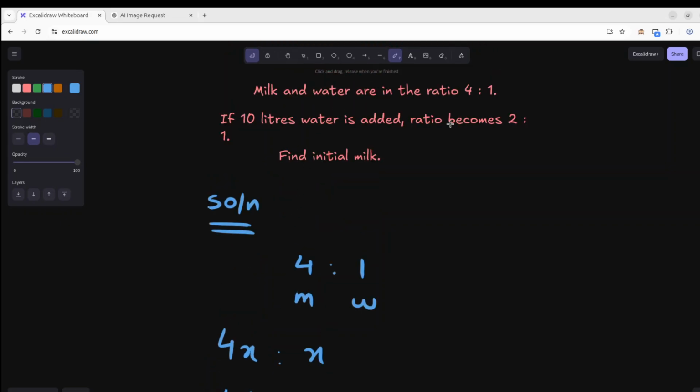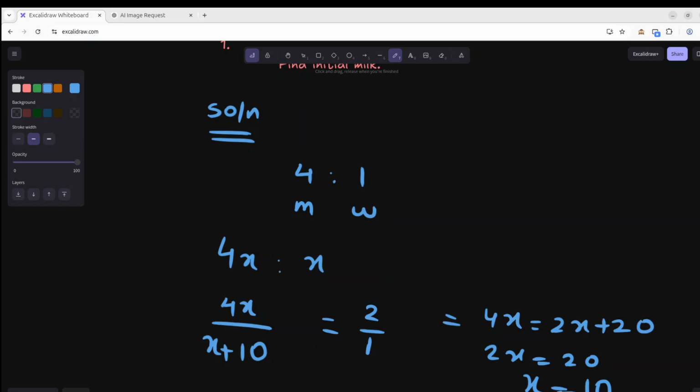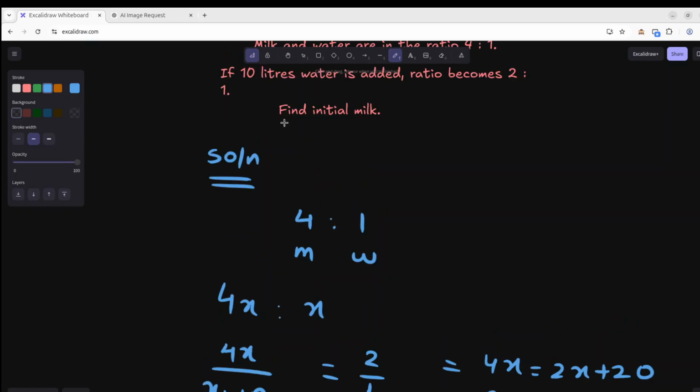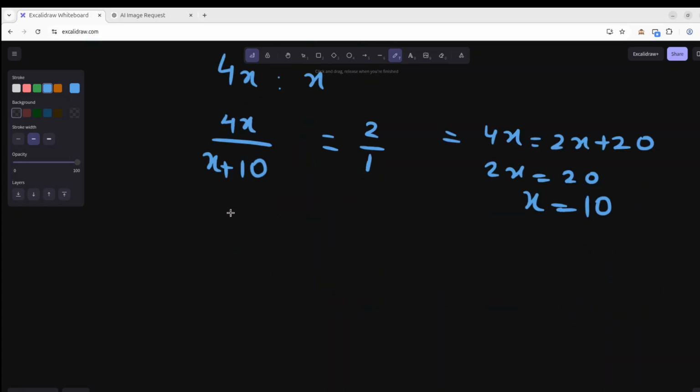Now the ratio becomes 2 is to 1, right? So 4x by x plus 10 equal to 2 by 1. Solving it, 4x equal to 2x plus 20, 2x equal to 20, x equal to 10, right? So we need to find the initial milk, that is asked here. Initial milk was 4x, right? So x equal to 10, so 4x equal to 4 into 10 equal to 40 liters was the initial milk. I think this is clear to everyone.